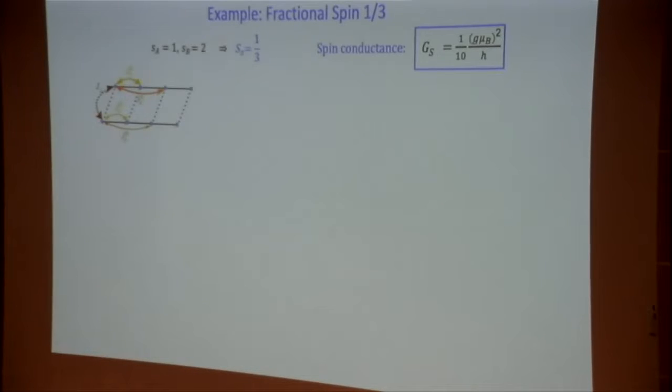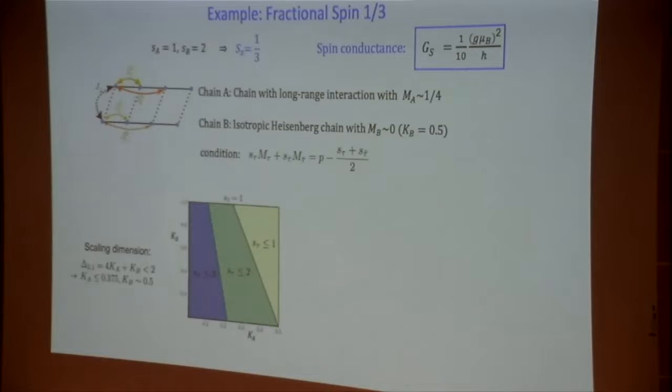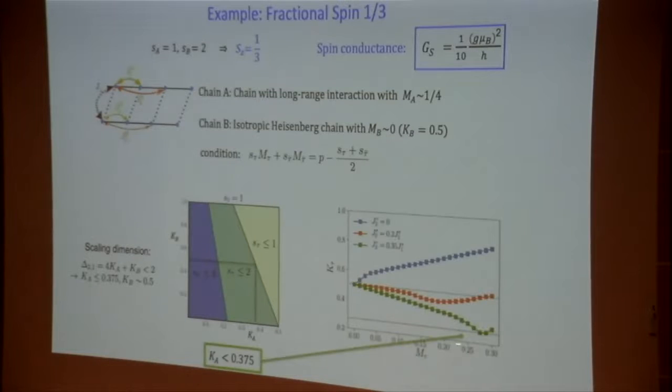Okay, so here quickly an example. If the spin is 1/3, the spin conductance would then have this universal number 1/10 in this case. And these are the conditions again on the chain, and one can go through the same exercise and indeed show in the end that this regime is in principle reachable.